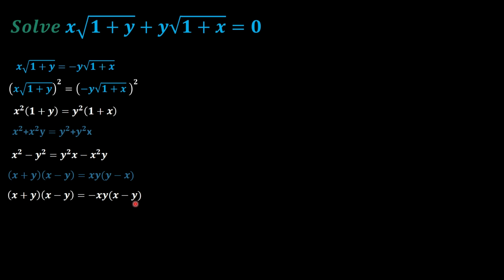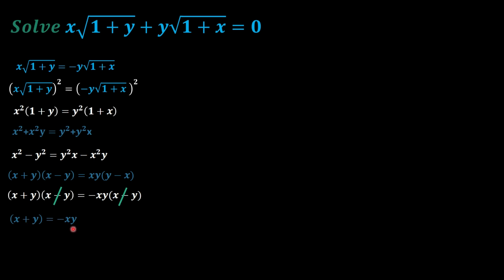Now in the next step, this x−y and this x−y will cancel out and we will get x + y = −xy. This condition is somehow simple, but still in implicit form.